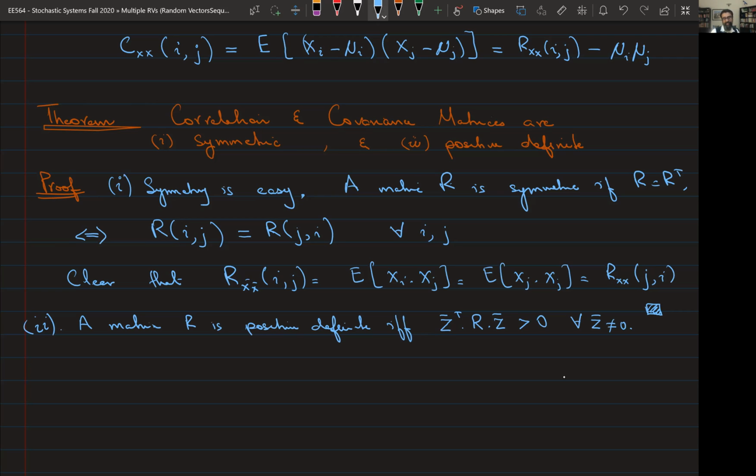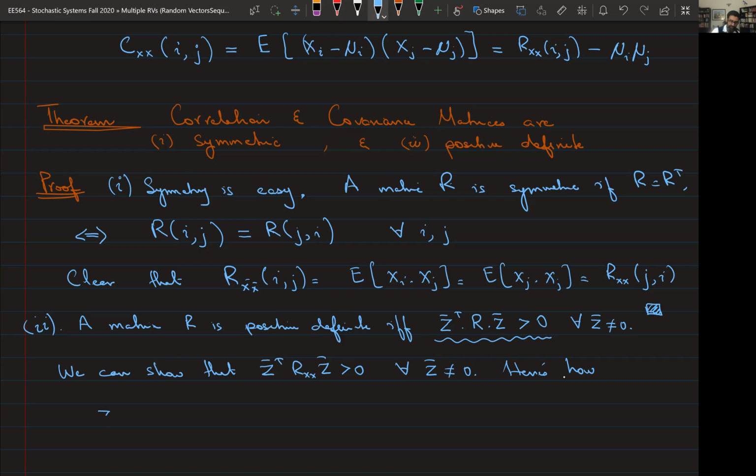Right? And if this condition is satisfied, this must be positive definite, right? So this is an if and only if, okay? Now we can use the same definition to prove that this condition must be satisfied for the correlation matrix as well, okay? So we can show that Z transpose times Rxx times Z is greater than 0 for all Z not equal to 0. That's something we can show. Here's how.